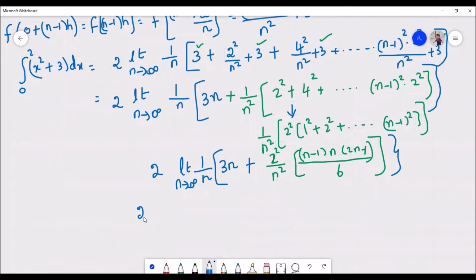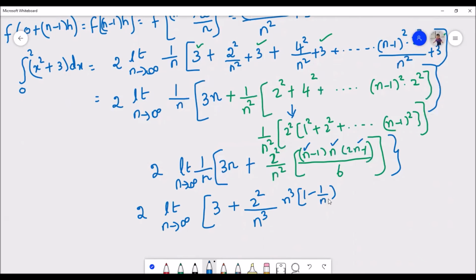Now 2 times limit n approaching infinity. Let me take this 1 by n inside the bracket. n gets cancelled for the first term: 3 plus 2 square divided by n cube. Now if you observe this numerator, n power 1, n power 2, total 3 n terms are there, so I can take n power 3 outside. n cube into, since I have taken n from this, it is 1 minus 1 by n. From this I am taking n, meaning 2 times n outside, so 2 minus 1 by n.